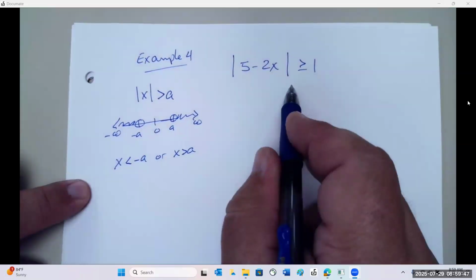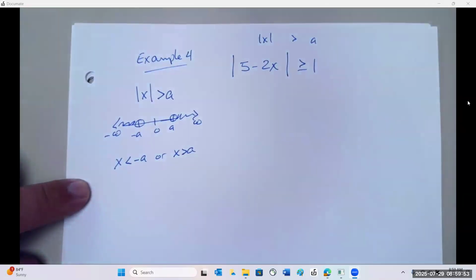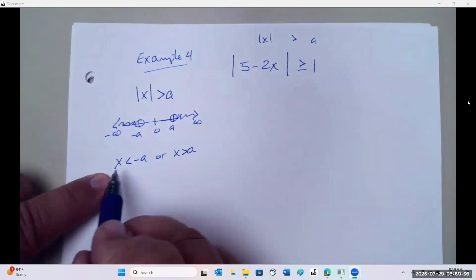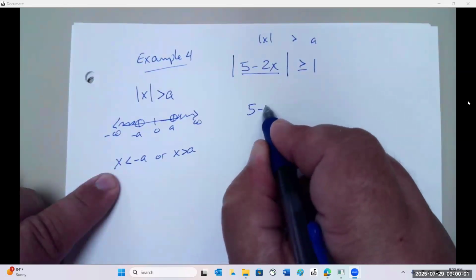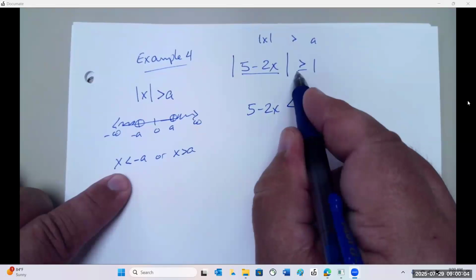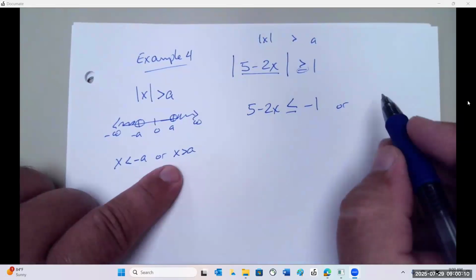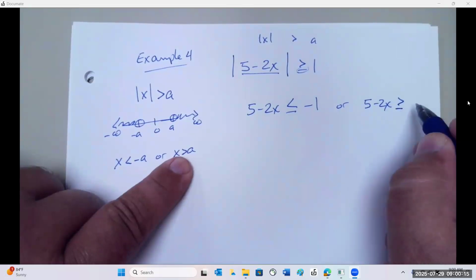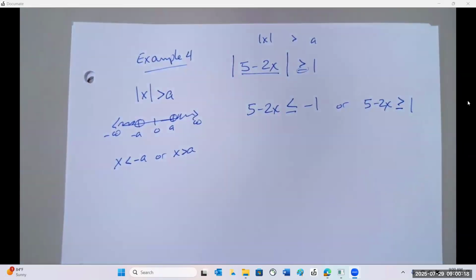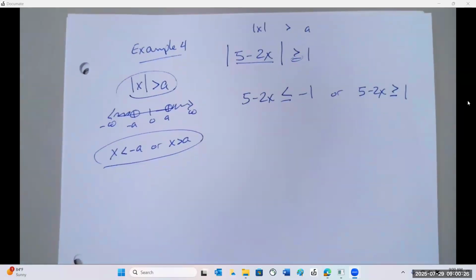We do the same thing with this. This is my a. This is my absolute value of x. The x is what's inside there. So the x is 5 minus 2x is less than or equal to negative 1, or 5 minus 2x is greater than or equal to positive 1. That's how you interpret these things. All it is is plug and play. Once you get the formula down, it's just plug and play.